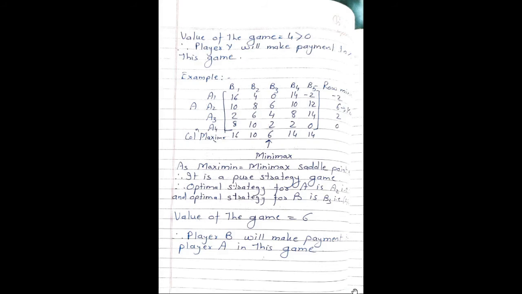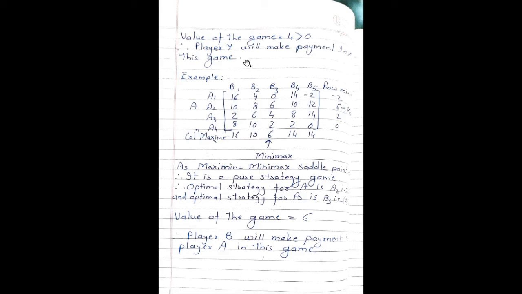Maximin value is 4. So as maximin is equal to minimax, saddle point exists. Therefore, it is a pure strategy game. Therefore, optimal strategy for X is second, that is 0 1, and optimal strategy for Y is first, that is 1 0 0. Value of the game is equal to 4, which is greater than 0. Therefore, player Y will make payment to X in this game.